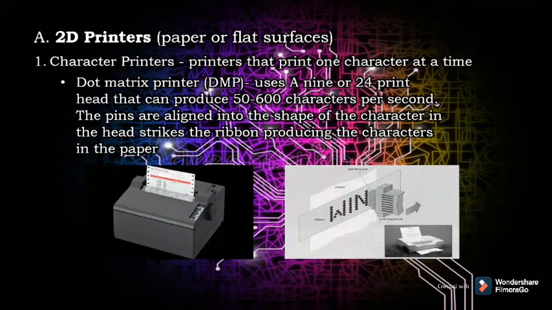Unahin muna natin sa 2D printers. Pag sabi natin 2D printers, nakakagawa sila ng mga outputs on a flat surface or sa mga paper lang. Unang type ng printer is yung character printers. Printers that print one character at a time. Example na isang character printer is yung dot matrix printer. It uses a 9 or 24 pin print head that can produce 50 to 60 characters per second. These pins are aligned into the shape of a character in the head, then strike the ribbon, producing the character on the paper. So makikita natin sa picture paano gumagana yung DMP. Ina-arrange yung mga pin niya sa letter na kailangan kopyahin. Tapos, ipiprint niya ngayon isa-isa sa papel. Next.